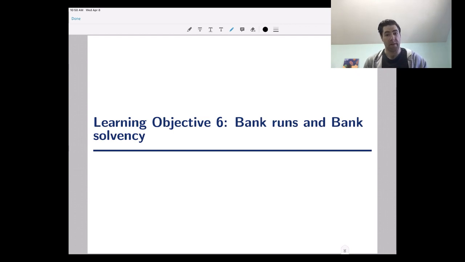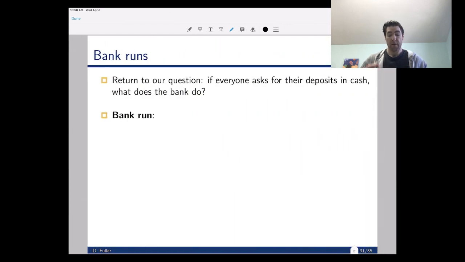The downside to that is that it is somewhat fragile or potentially can be fragile, and that's the subject of learning objective 6. Now, we said at the beginning, if everybody comes and asks for their deposits in cash, the bank isn't going to be able to handle that, and what can they do? And that is effectively the nature of a bank run. So what is a bank run, and how does a bank run work?